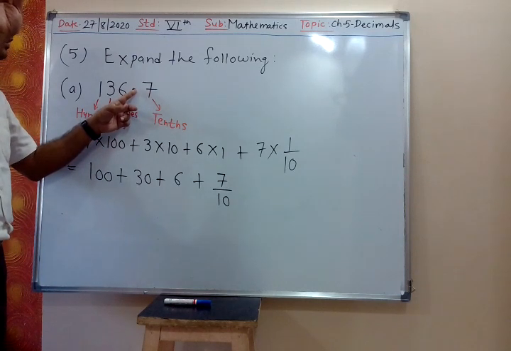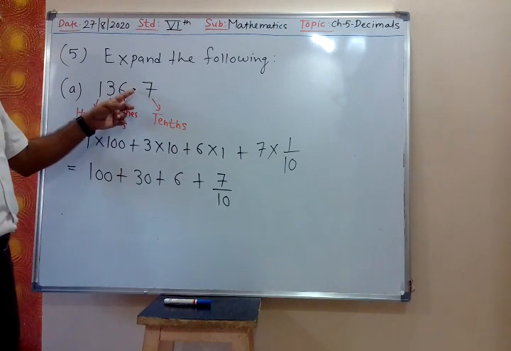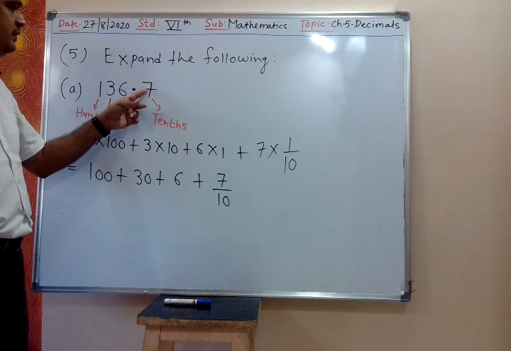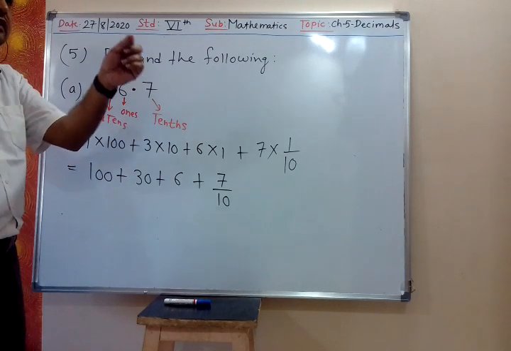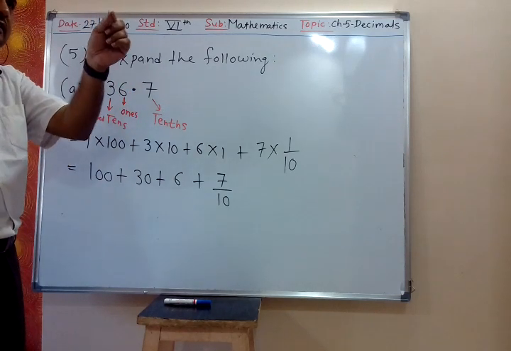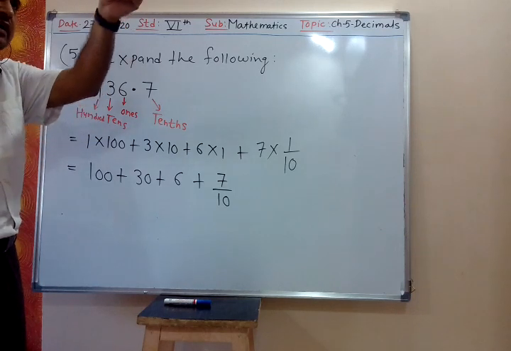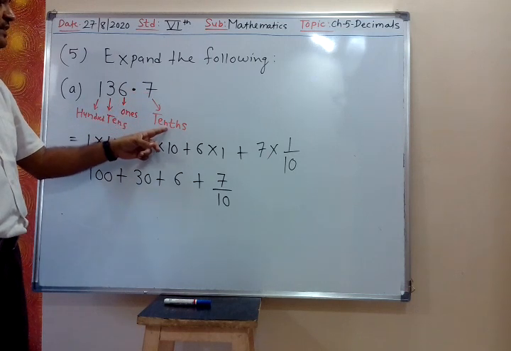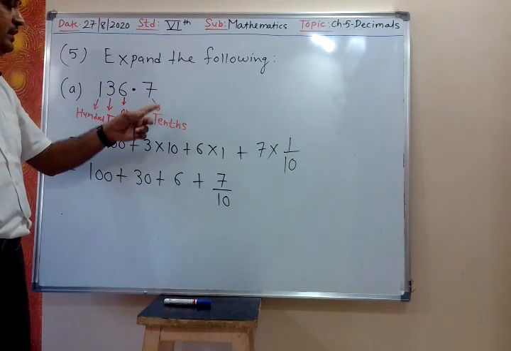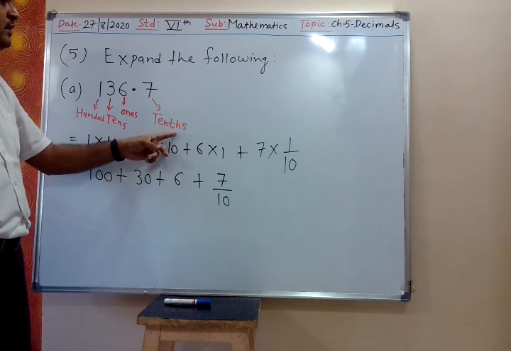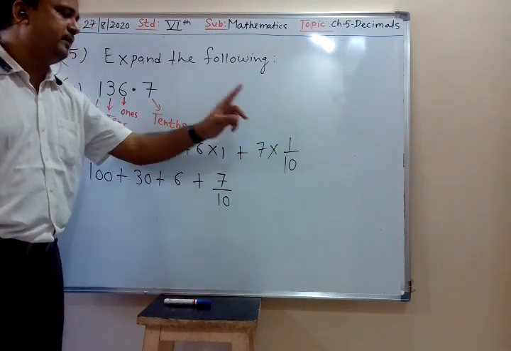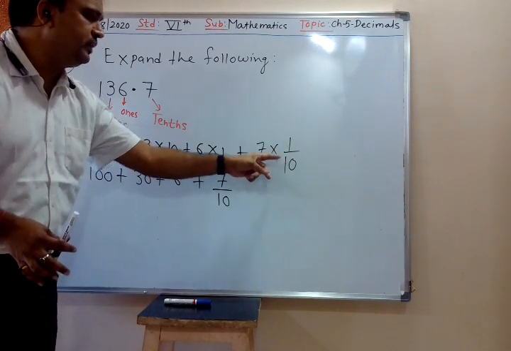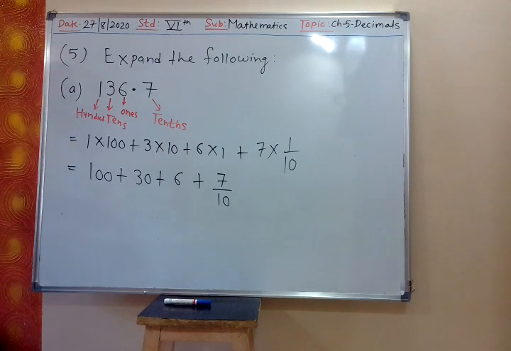Yes, after decimal it is the first digit. After decimal the first digit position is tenths. Because after decimal there is one digit, I will divide by 10. If there are two digits, we divide by 100. So the position of 7 is tenths. Tenths, it is not tens. It is tenths, which means you have to multiply by 1 upon 10. So 7 into 1 upon 10, 7 by 10.